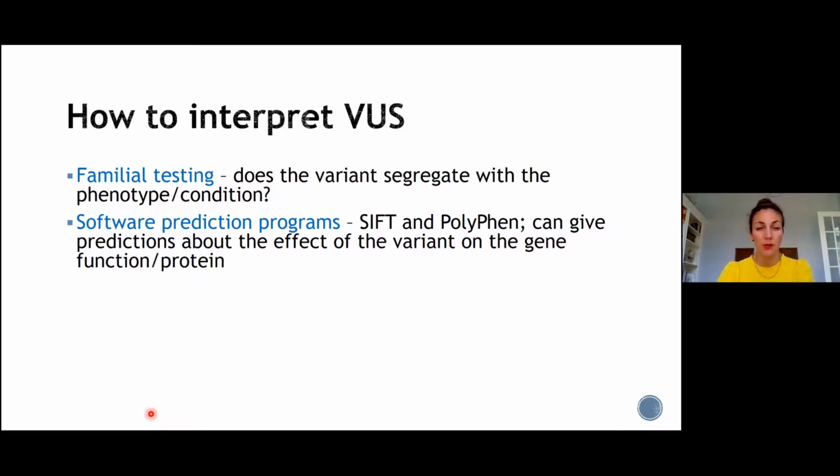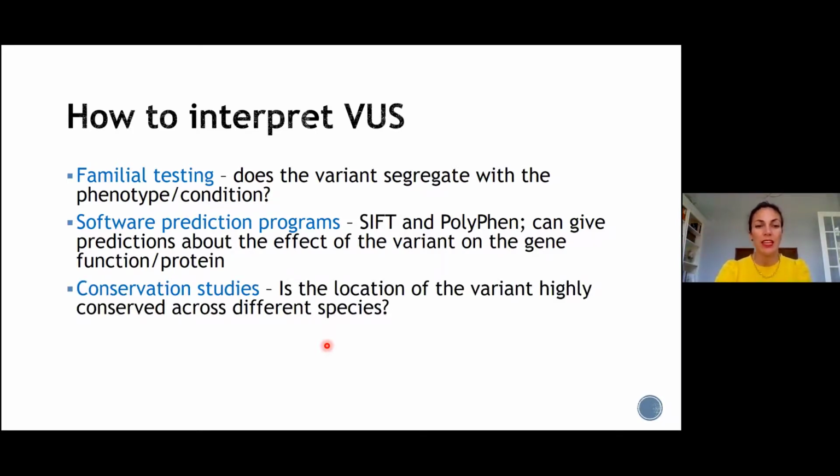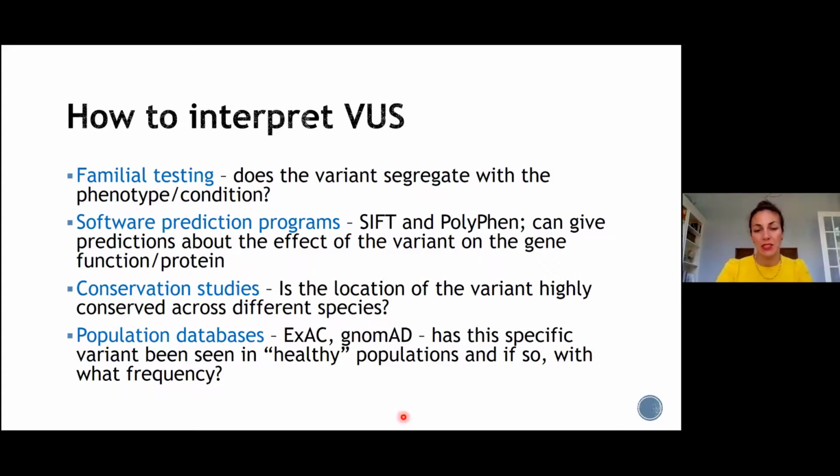The labs also will use different software prediction programs. These are 2 of them that they use that can try to predict how that specific spelling change affects the gene and the protein. They also look at conservation studies. And so this is looking at this particular gene across different species to see, is the location of this variant really important for all these different species? And if so, then it might mean that that region of the gene is really important, and changes to that might affect how that gene works. And then we'll also look at population databases. So this is called ExAC and this is called gnomAD. And these are databases of healthy individuals. And so if you were to see these variants in that population database, you would be probably less likely to think that this is causative of a condition.